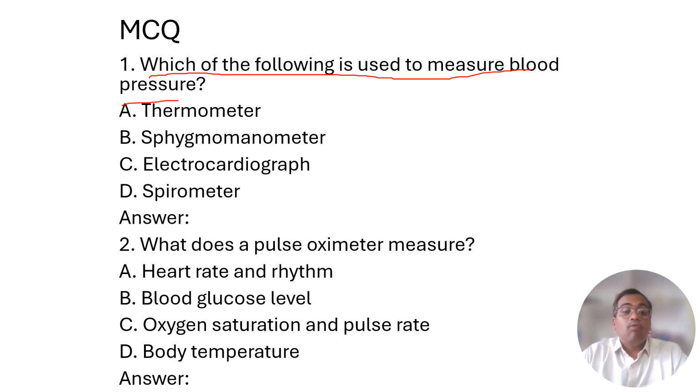Next, second one. What does a pulse oximeter measure? A. Heart rate and rhythm. B. Blood glucose level. C. Oxygen saturation and pulse rate. D. Body temperature.